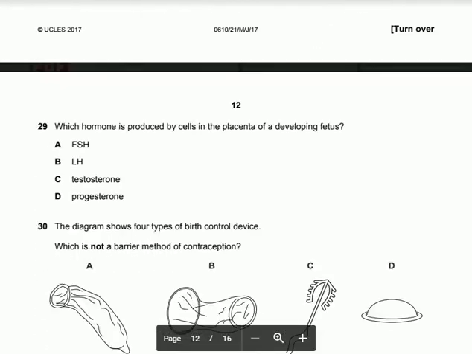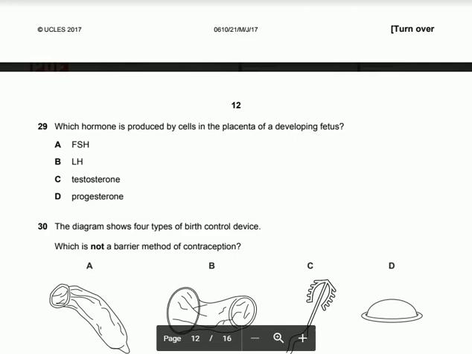Moving on to question number 29. Which hormone is produced by cells in the placenta of a developing fetus? FSH, LH, testosterone, and progesterone. Well, the answer is progesterone. Progesterone is always produced by the cells in the placenta of a developing fetus.